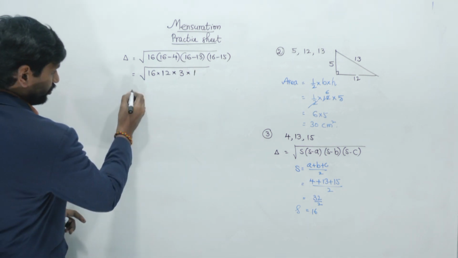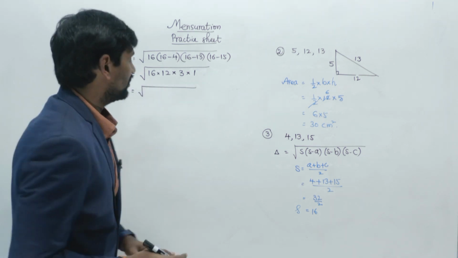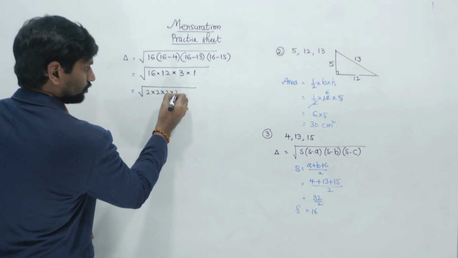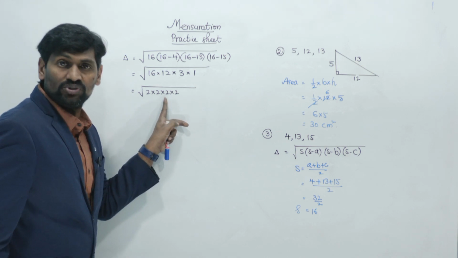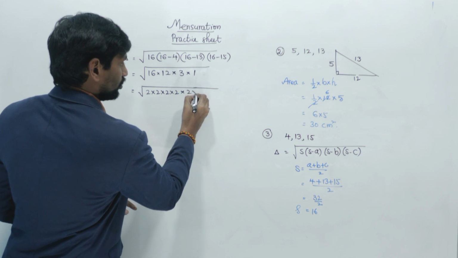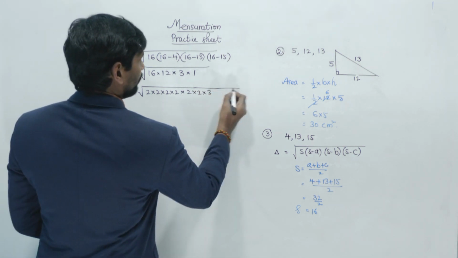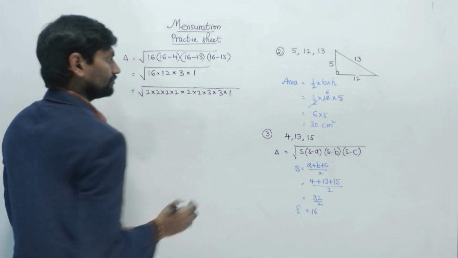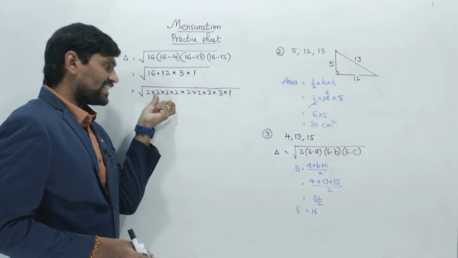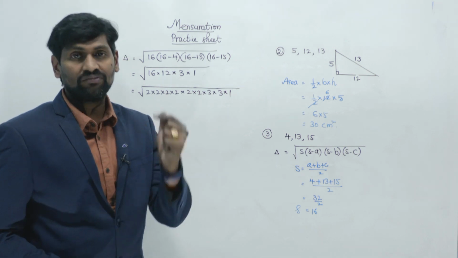Now I am going to identify the values by taking the prime factors. So 16 is nothing but 2 into 2 into 2 into 2, because 2 2s are 4, 4 2s are 8, 8 2s are 16. And 12 I can write as 2 into 2 into 3, 2 2s are 4, 4 3s are 12. And the remaining values, 3 into 1. Now here, square root means when you have the same numbers inside the square root, that one number will come out without the root.